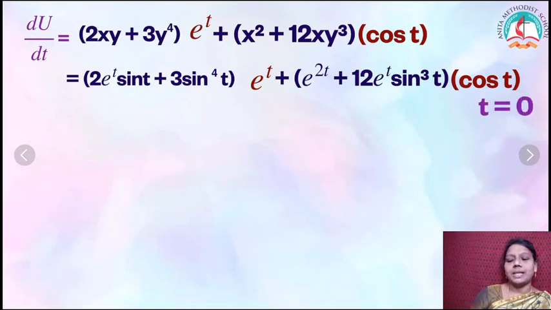Okay. So suppose t's value is equal to 0. It is given there in the question itself. So at t is equal to 0, what is e to the power t? e power 0 is nothing but 1. What is sine t? Sine 0 is nothing but 0. What is cos t? Because we have cos also. Then cos 0 is nothing but 1.